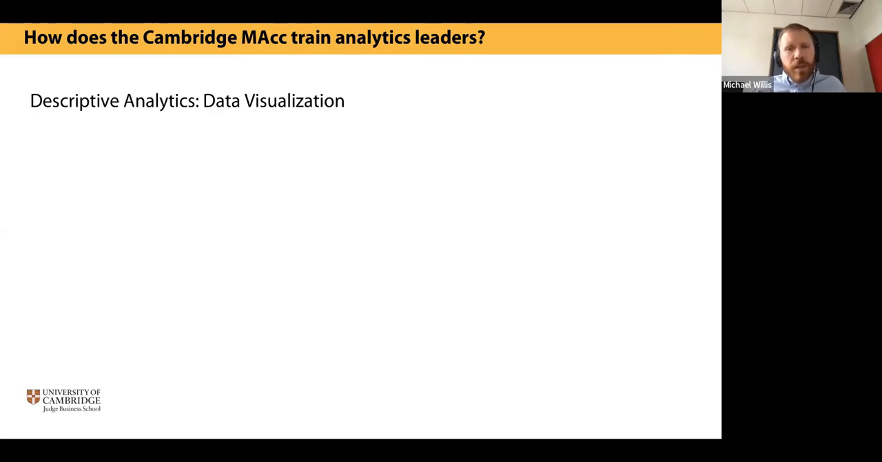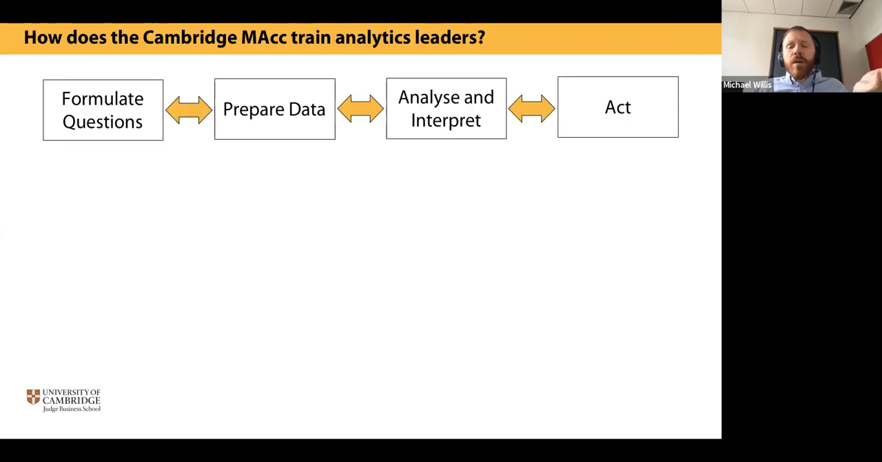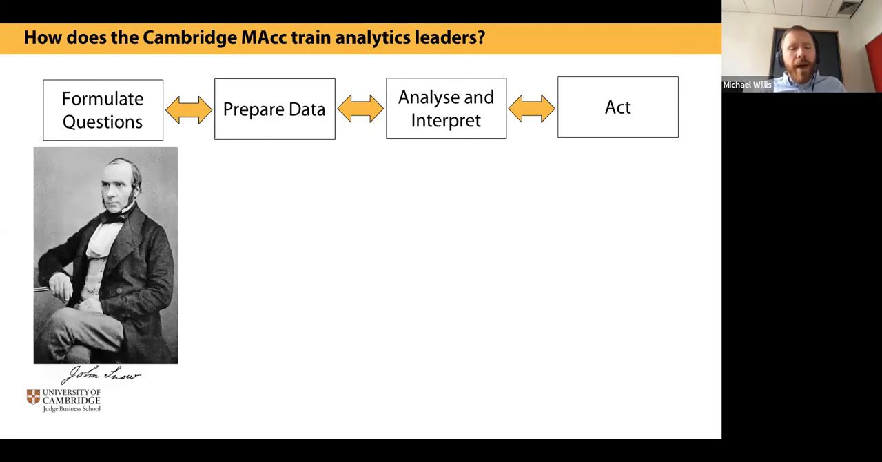This is essentially using analytics techniques to try to describe something, describe the way the world looks. And our focus in this module is data visualization. So let me give you a little example here of a really old data visualization that illustrates the power of this technique to have a real impact.